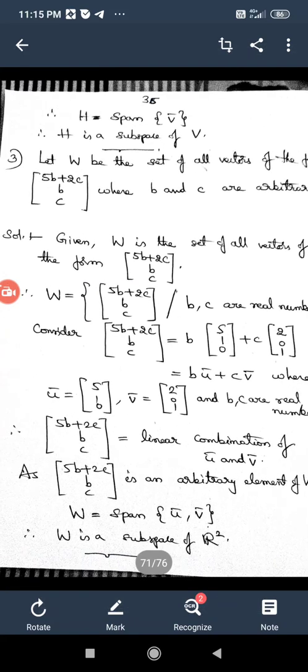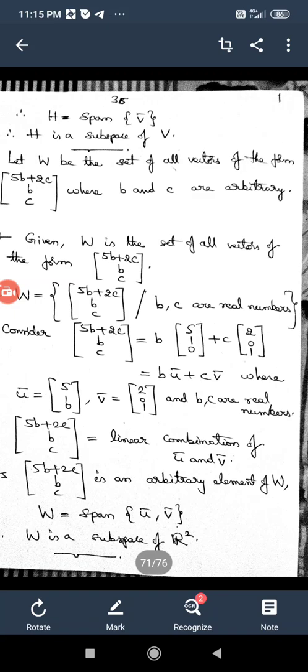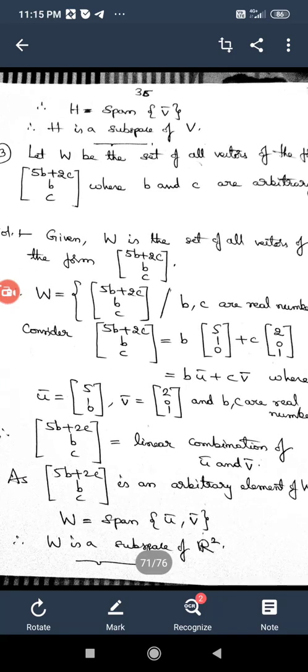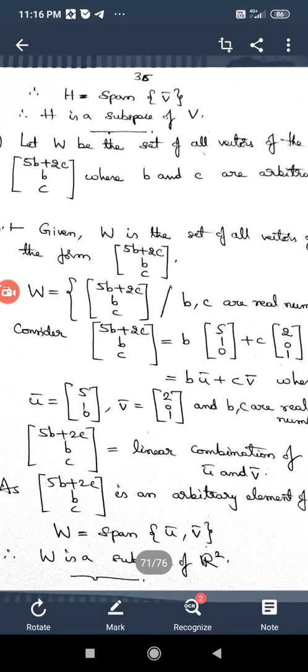Now moving on to the third problem. Let W be the set of all vectors of the form (5b + 2c, b, c), where b and c are arbitrary, and we are asked to find whether W is the span of some vectors u bar and v bar. So our task is to find some vectors u bar, v bar, so that W is equal to the span of u bar, v bar.